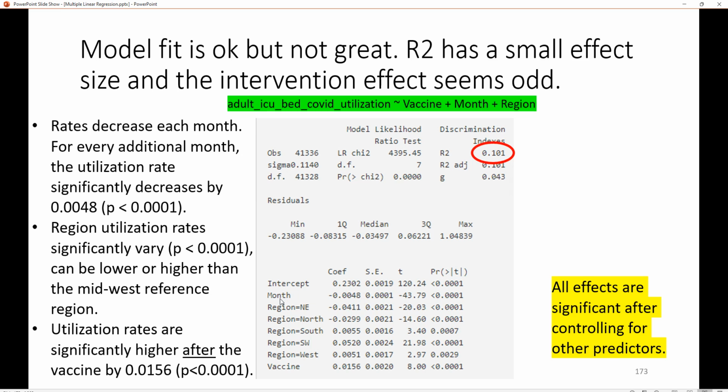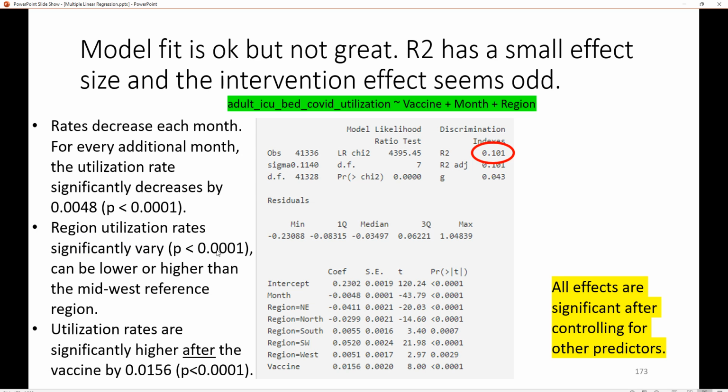And then below that, towards the bottom of this table, we see the individual effects in our regression output. We start with the intercept. We have the month. We have different regions in the U.S. And then we have our vaccine effect. And from this, we see that rates decrease each month. For every additional month, which is the second row in this bottom table of results, utilization rate significantly decreases by 0.0048, and that's a significant effect. P is less than 0.0001.